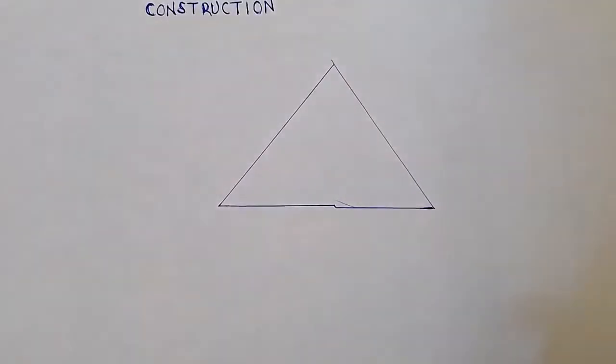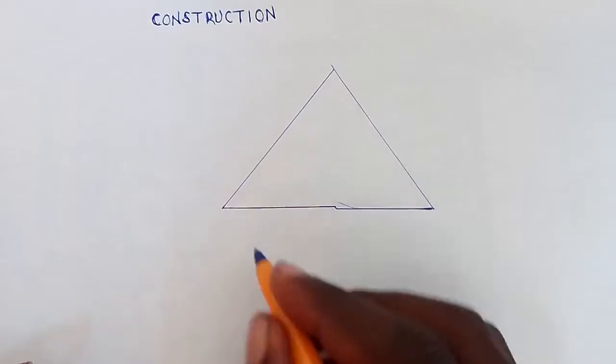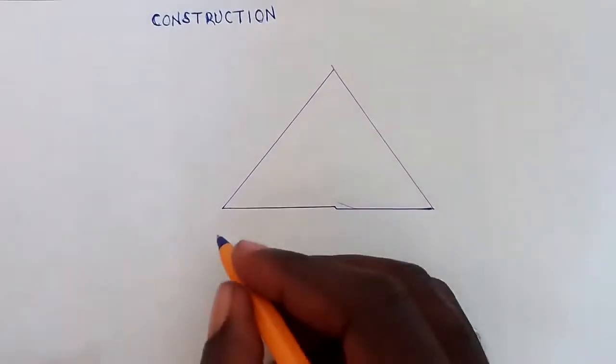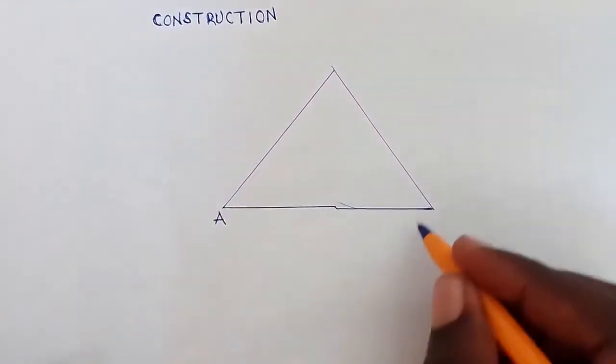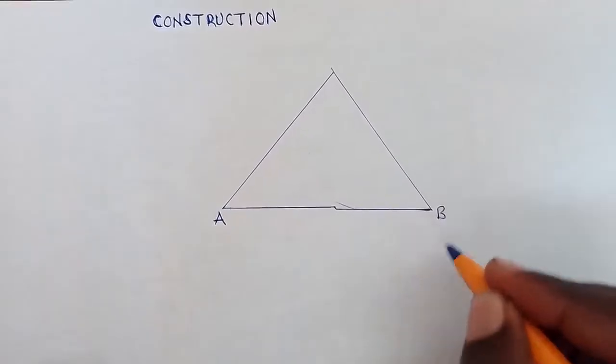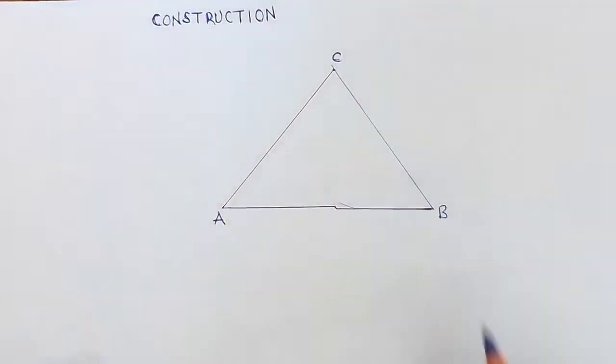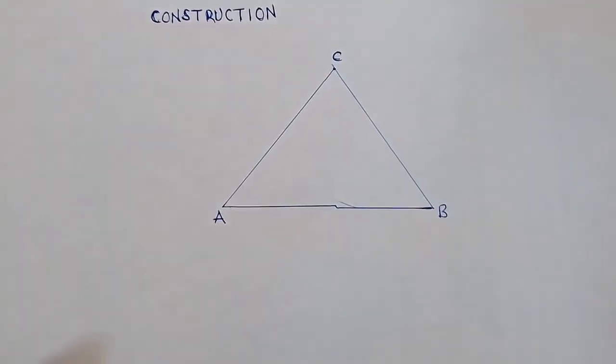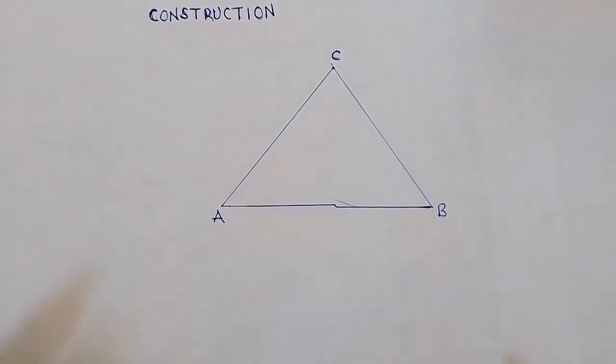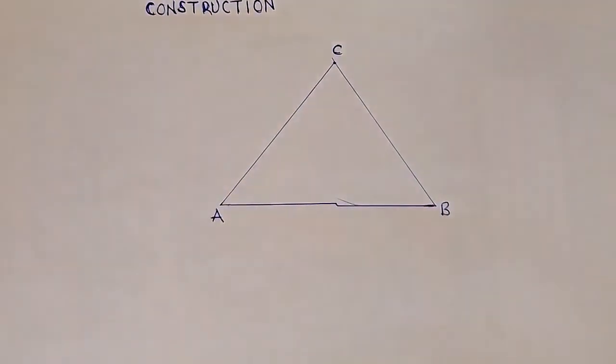So let's say you are given this triangle. I haven't done any measurement yet. I just want you to get an understanding, so you are following. So let's say this is A, this is B, and that point there is C. So this is what we are given. Now we want to learn how to do this.